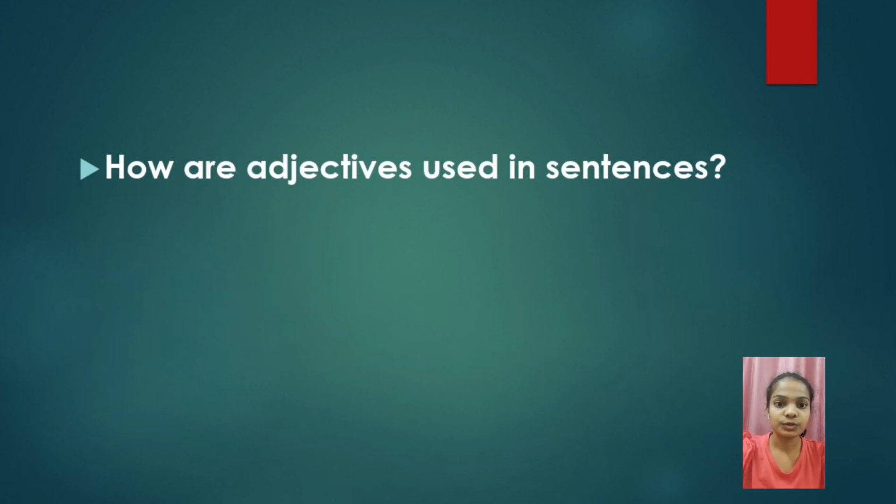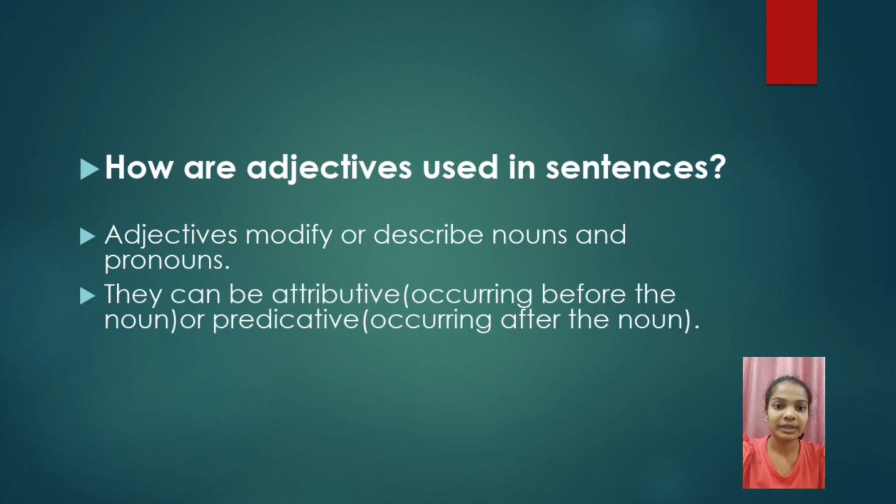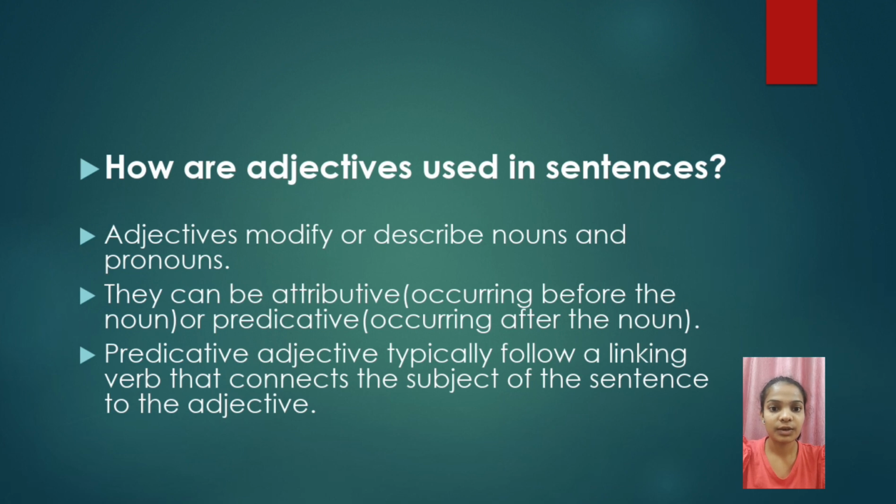How are adjectives used in sentences? As we know, adjectives modify or describe nouns and pronouns. They can be attributive or predicative. That means occurring before the noun or occurring after the noun. The predicative adjectives typically follow a linking verb that connects the subject of the sentence to the adjective.